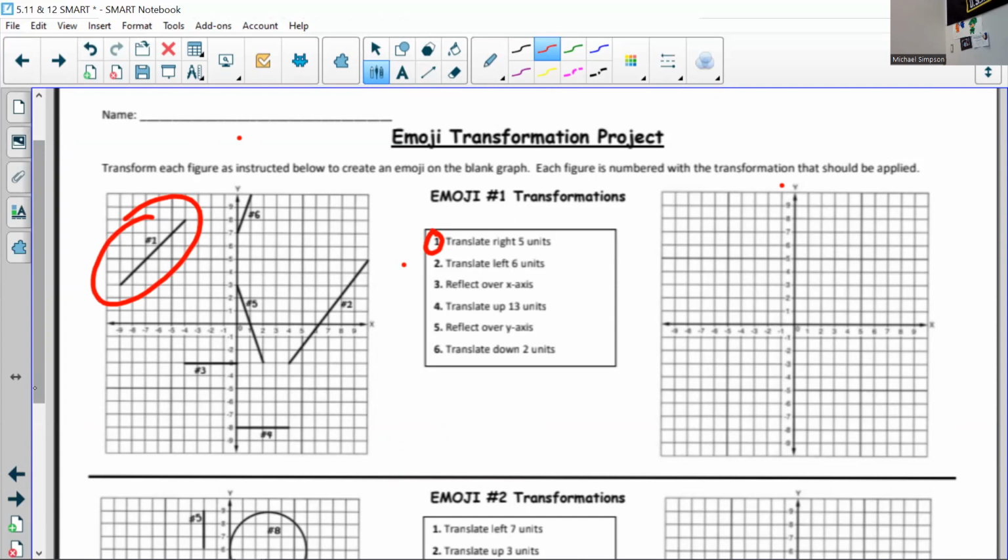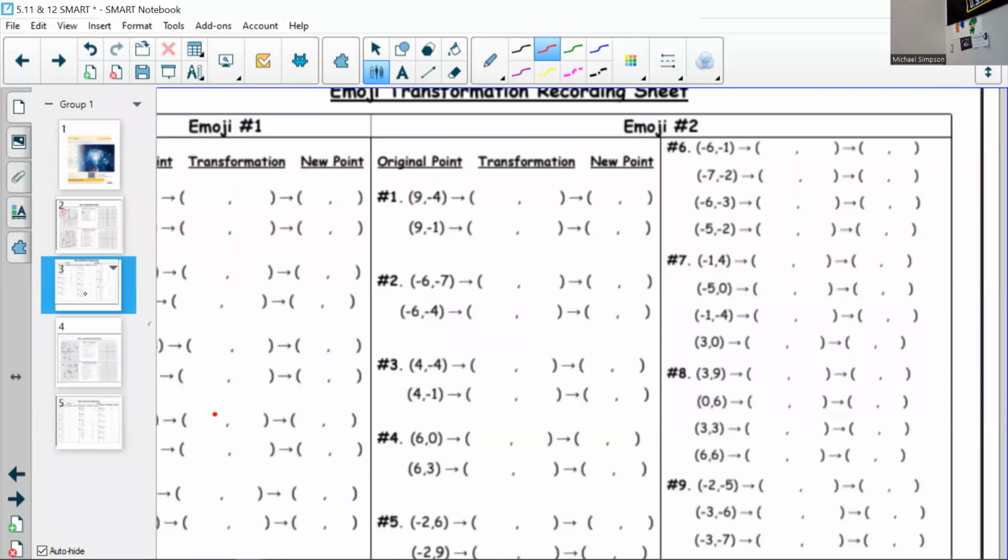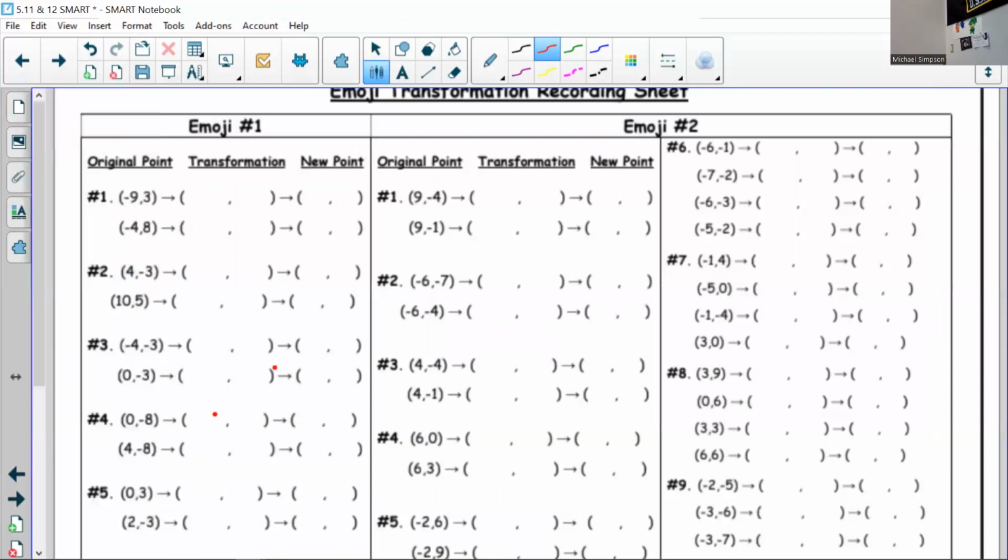If you're going to move it 5 units to the right, it only affects the x coordinate. It doesn't affect the y coordinates, because remember, y's mean you go up and down. So once you have found the image, and it tells you to translate it right 5 units, go to the recording sheet. This is where you're going to do the math, the algebraic part of it. So item number one, emoji number one.